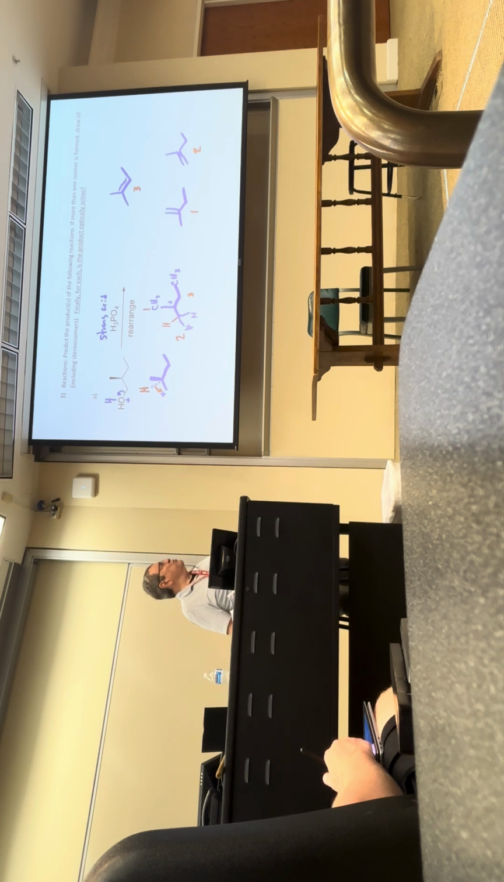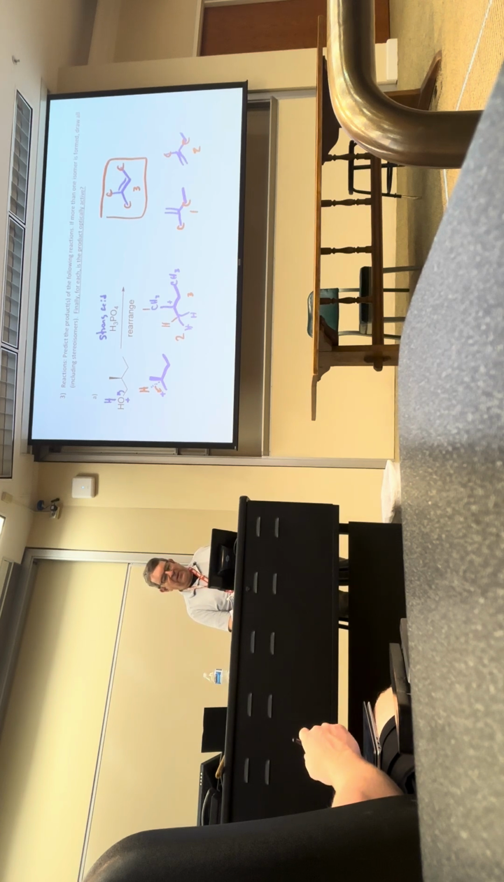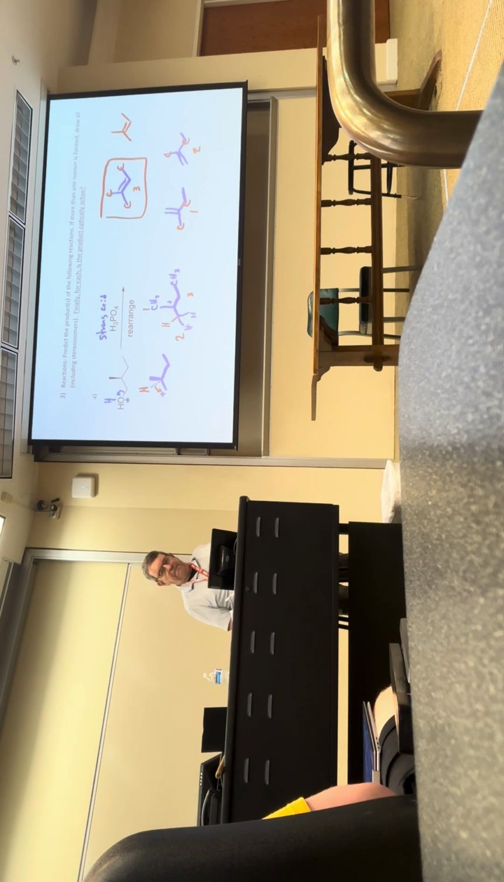Second of all, you should recognize here that this is going to prefer the Zaitsev product, which is the more highly substituted alkene. Number 3 is the tri-substituted. You have carbon, carbon, carbon versus carbon, carbon, and carbon, carbon. So the more highly substituted product is preferred there. The correct answer here then is this alkene.